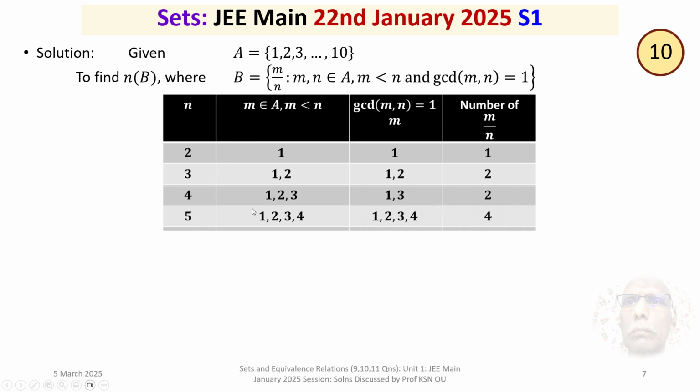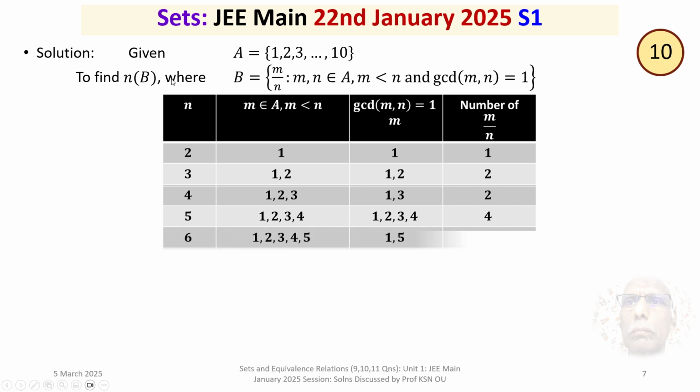Elements of A less than 5: 1, 2, 3, 4. And 5 being a prime number, 5 is relatively prime to each one of these elements. GCD of 5 and 1 is 1, 5 and 2 is 1, 5 and 3 is 1, 5 and 4 is 1. So all of them will qualify. So how many m's? 1, 2, 3, 4. 4 elements, therefore 4. The quotients are 1 by 5, 2 by 5, 3 by 5, 4 by 5. They are 4 in number.